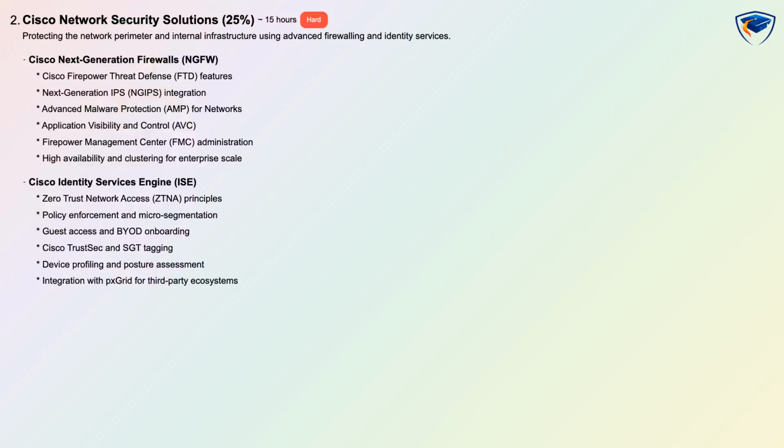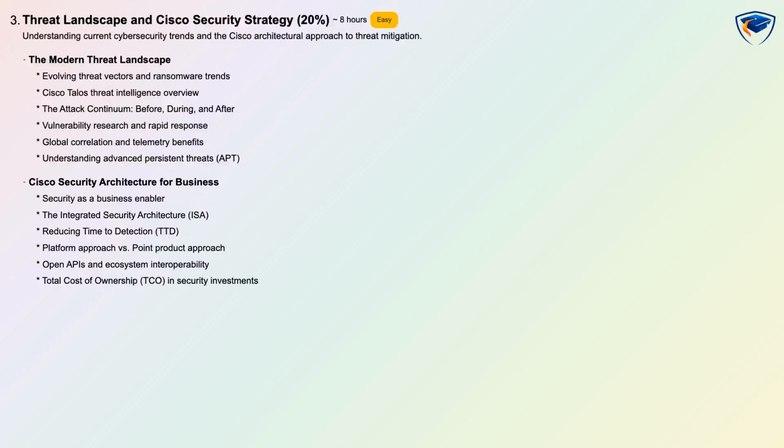ISE topics include Zero Trust Principles, Policy Enforcement and Micro-Segmentation, BYOD and Guest Access Workflows, Device Profiling, TrustSec Tagging and pxGrid Integration. Threat Landscape and Cisco Security Strategy accounts for 20%, rated easy with an estimated 8 hours and a mix of conceptual and scenario tasks.